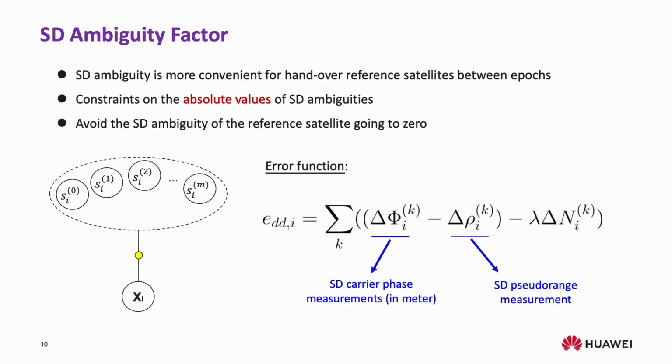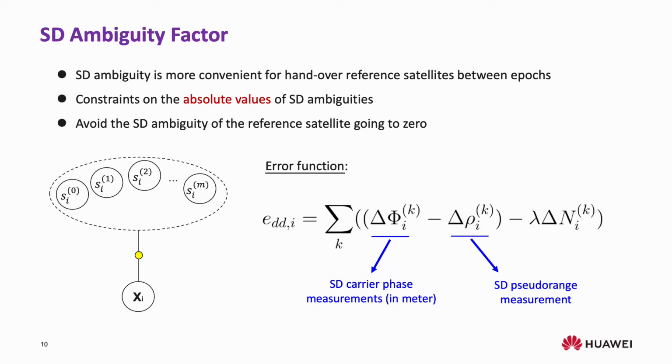Next, the single difference ambiguity factor term. As we stated before, the single difference ambiguity is defined in the state variables because it's more convenient for handover of reference satellites between different epochs. And here, the single difference ambiguity factor is defined to constrain the absolute values of single difference ambiguities. Because without this factor, there's no constraint on the ambiguity term of the reference satellite, so its single difference ambiguity will go towards zero in factor graph optimization.